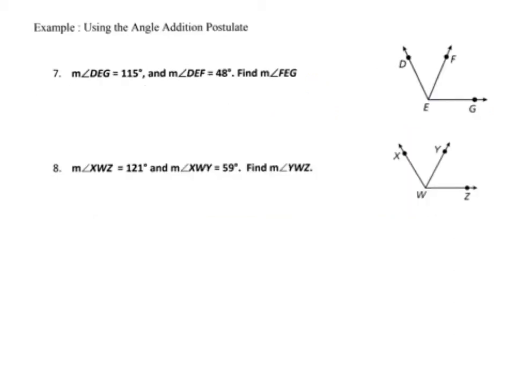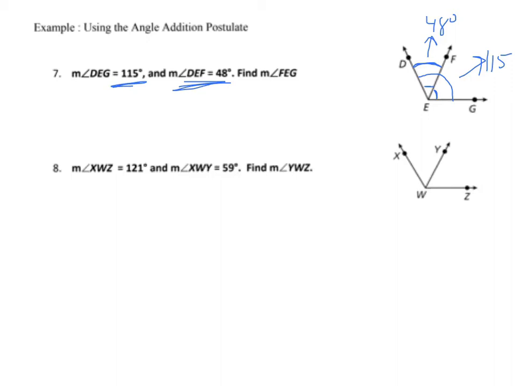So let's do two examples using this angle addition postulate. This first example tells me that angle DEG, which is actually this entire angle, is 115 degrees, and it tells me angle DEF, which is just this part of the angle, is 48 degrees. So what we just learned with angle addition postulate is that if I know this angle and this angle, I can add them up to the total angle. In this scenario, I know the total angle and one of the pieces, and I want the other piece.